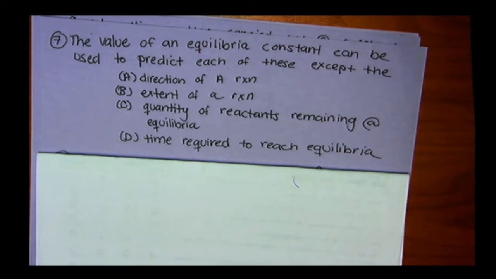None? Okay. The value of the equilibrium constant can be used to predict each of the following except: direction of a reaction, extent of a reaction, quantity of reactants remaining at equilibrium, the time required to reach equilibrium. What do you guys think the answer is, just by what I've been stressing? Yeah, it's going to be time.